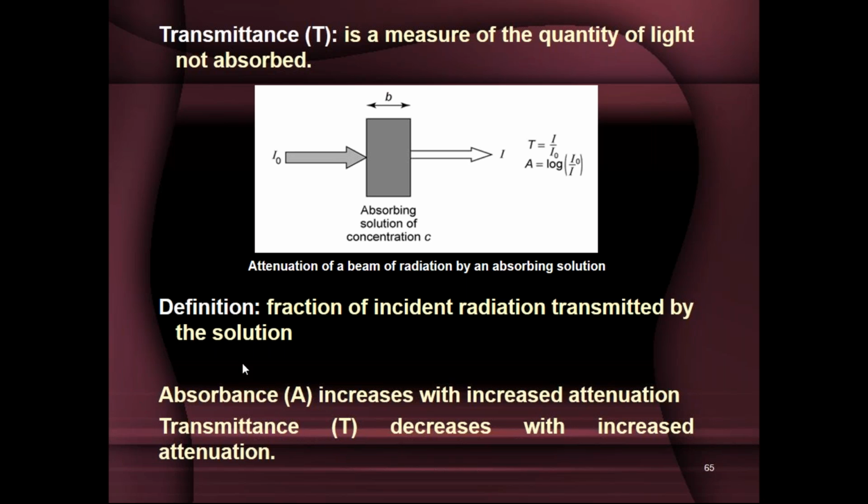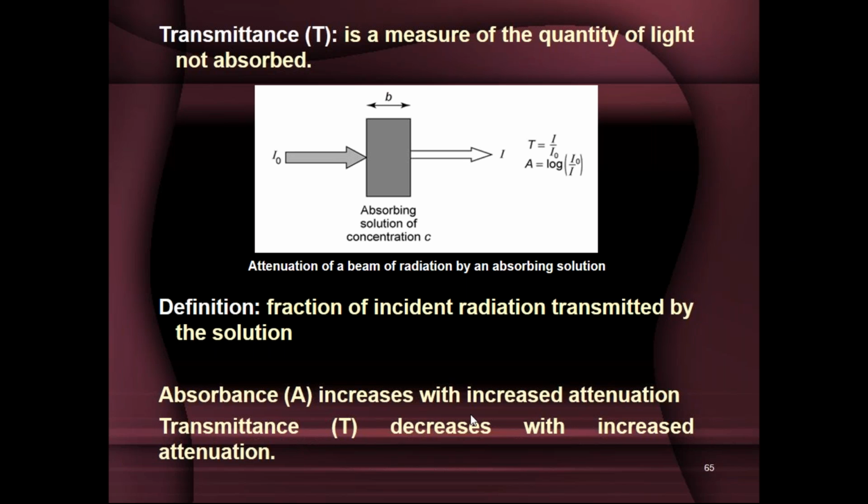What is absorbance? A more commonly encountered term is absorbance, and it is the logarithm of 1 by T. Because you see, A equals log I0 by IT. What is T? Capital T is I by I0. So if you invert this, you get 1 by T, and absorbance equals log 1 by T, or in other words, negative log of T. So absorbance actually is the negative logarithm of transmittance.